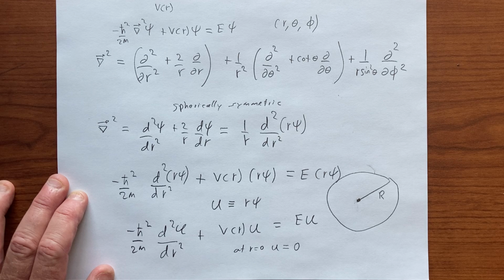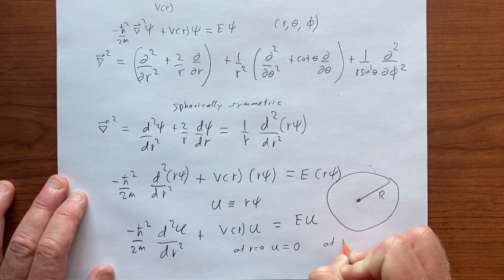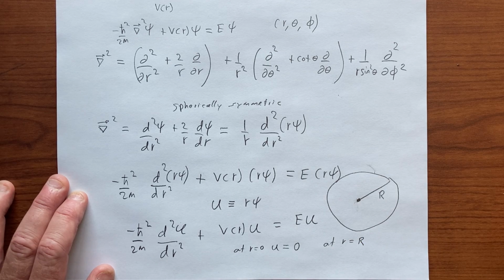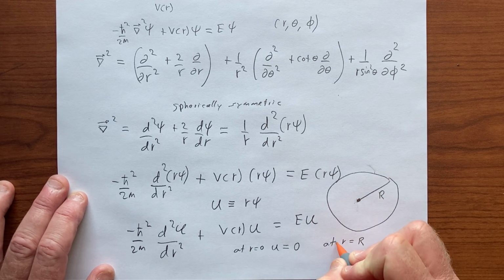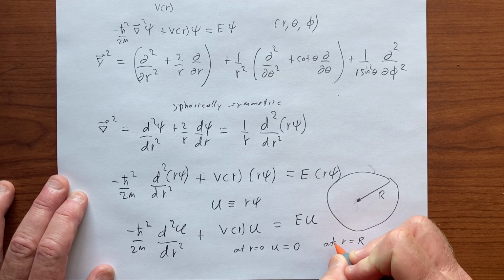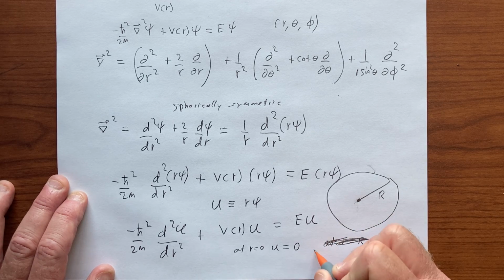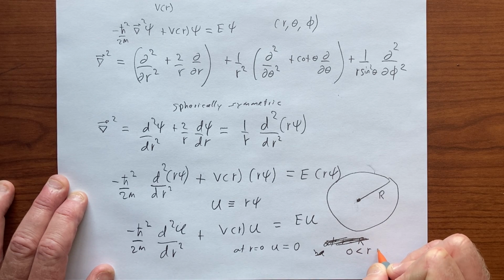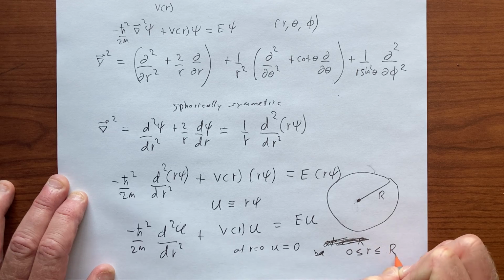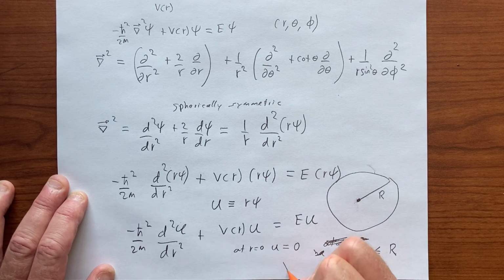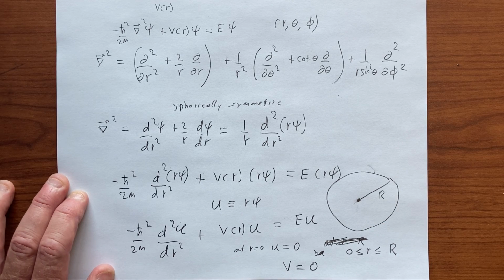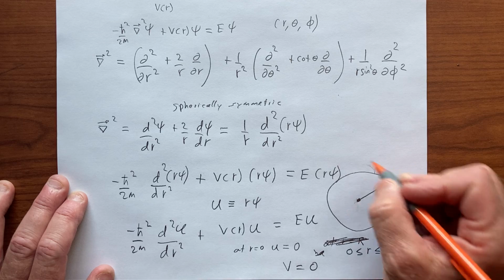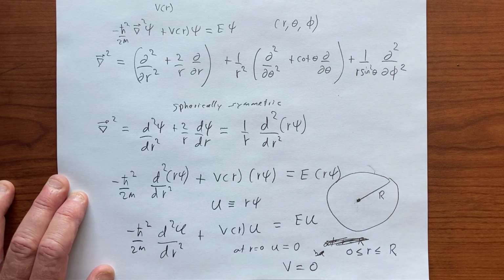And at r equals big R, or let's say between, so for little r between 0 and big R, the potential is equal to 0. The particle is free to live inside there, and otherwise it becomes infinite. The particle cannot exit that region.